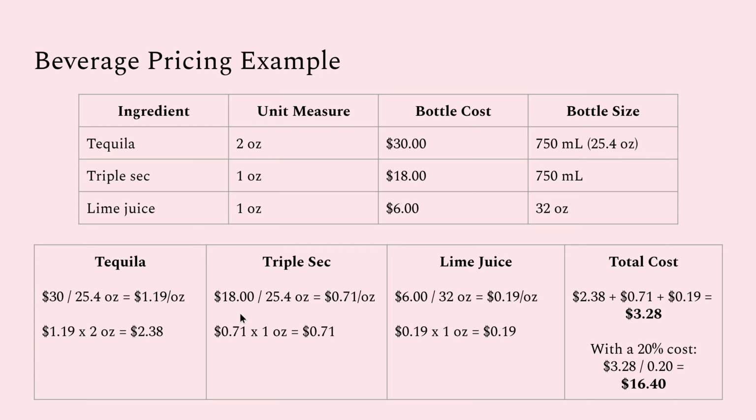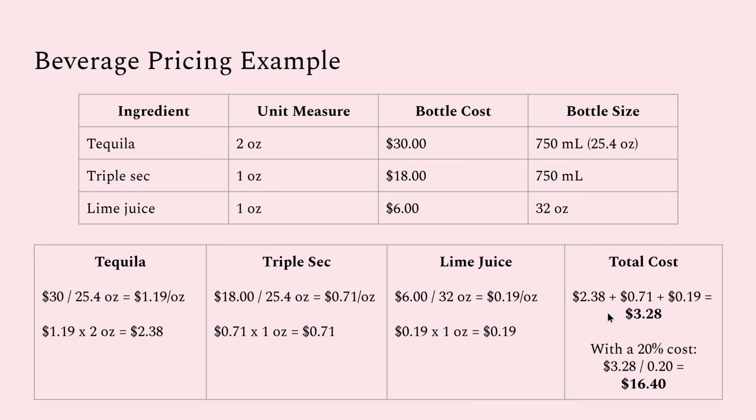Triple sec, same thing, and sold in a 750 milliliter bottle. So I replaced that with the 25.4 ounces. The bottle costs $18. There's 25.4 ounces in it. So that leaves us with 71 cents per ounce. We're only using an ounce in the recipe, so we are using 71 cents of triple sec. Lime juice, luckily this was already in ounces for us, so I just went ahead and went with that division problem. $6 is how much it costs us to buy a quart, and that leaves us using 19 cents per ounce. And again, we're only using an ounce in each cocktail, so we're using 19 cents worth of lime juice.